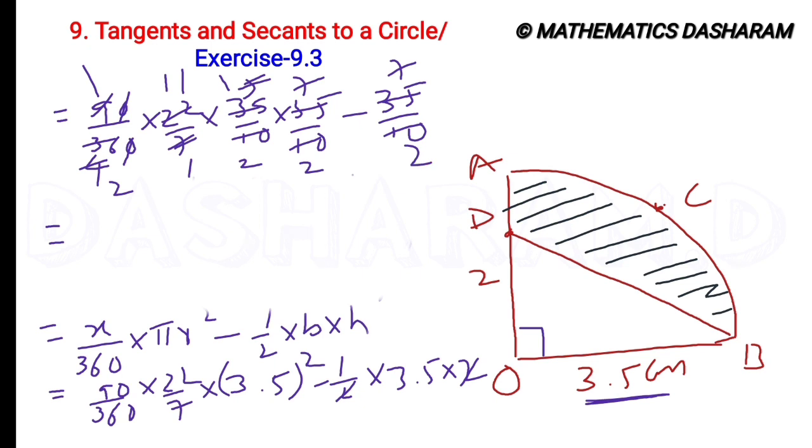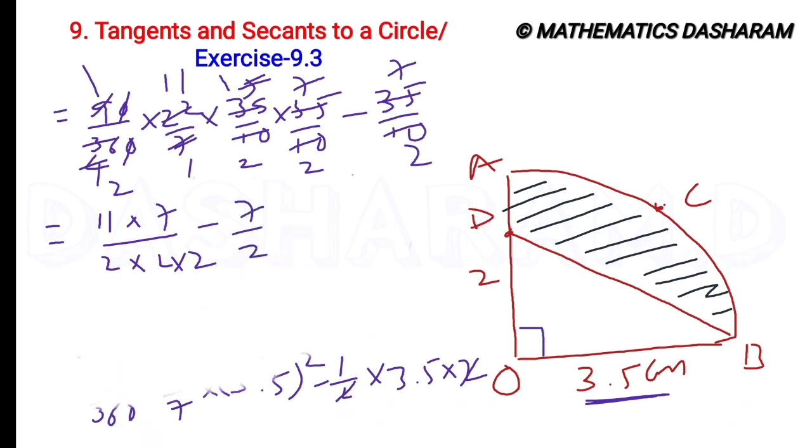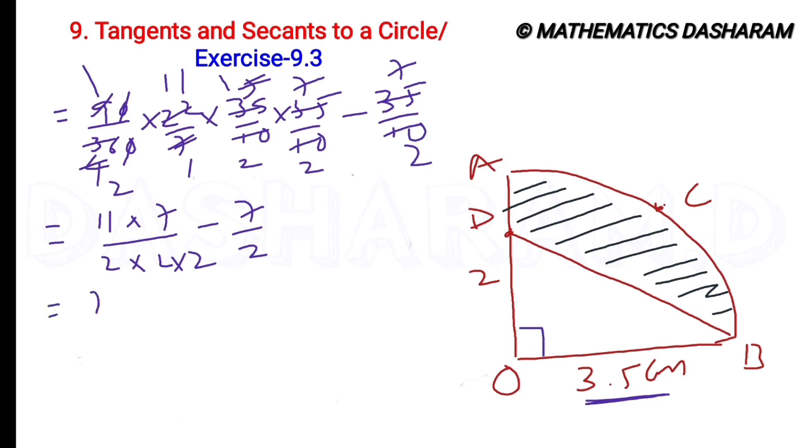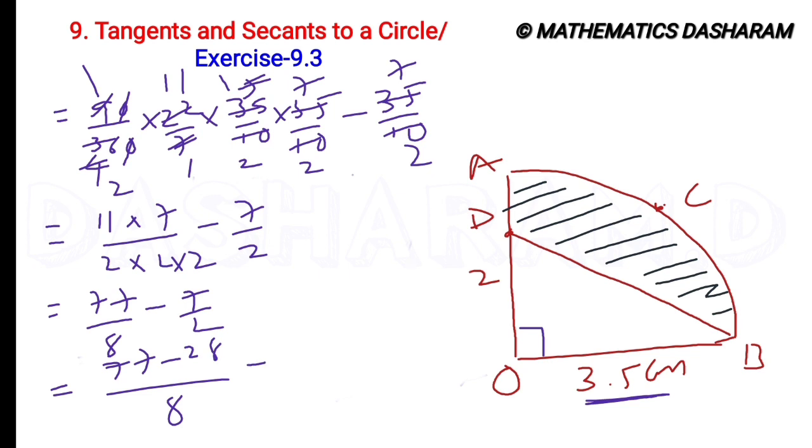So now coming to numerator. Numerator is 11 into 7 by denominator 2 into 2 into 2, minus here numerator 7 and denominator is 2. So it is equal to 77 divided by 8 minus 7 by 2, that is 3.5. Otherwise let's take the LCM, very simple. 7 by 2, LCM is 8. 77 minus, 2 fours are 8, 4 into 7, 4 sevens are 28. So it is equal to 77 minus 28, that is 49 by 8.